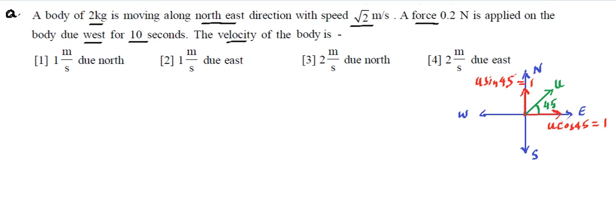If this angle is theta, then this becomes u cos theta and this becomes u sin theta. So here we are using components, or resolution of a vector. Making sense? Okay, let's move ahead.